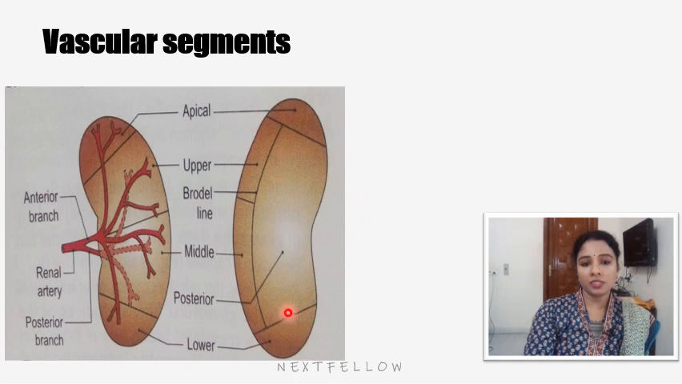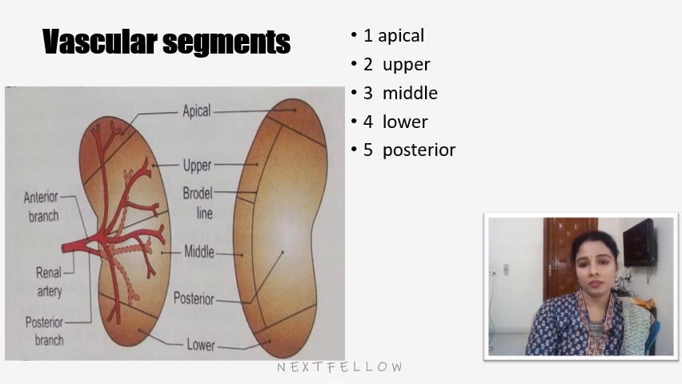So this is the posterior side: apical, inferior, anterior superior, anterior inferior. So 1, 2, 3, 4, 5 segments. So apical, upper, middle, lower, and posterior.